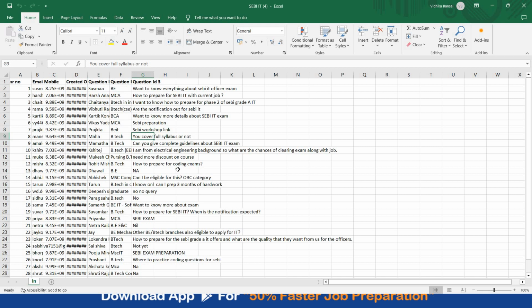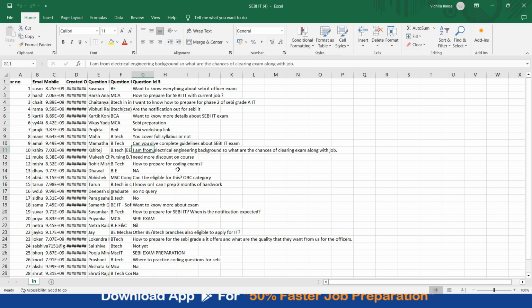We can teach you, we can guide you, we can cover the syllabus for you. But you'll have to learn it, you'll have to revise it. So you'll have to put in the hard work and time required for the preparation. Then the next query is, can you give complete guidelines about SEBI IT exam? I think I have already covered that. If not, please refer to the complete guide and then ask this query again.